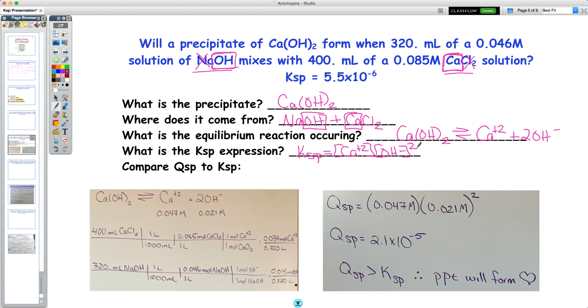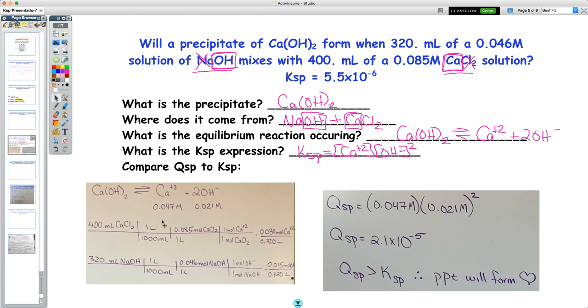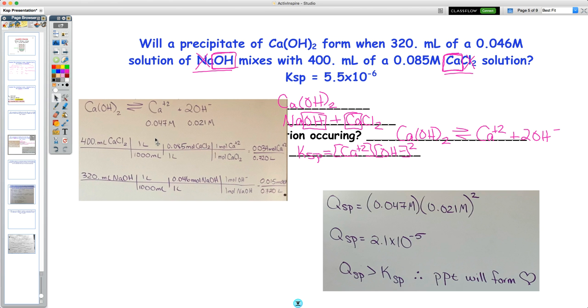To solve this problem, because I don't know if it's going to precipitate, I want to figure out the difference between Qsp and Ksp. So I'm going to use Qsp when I don't know that I'm at equilibrium yet. So if you take a look at my work, here is the expression that I just wrote out right here. And here are the molarities that they gave me in the problem.